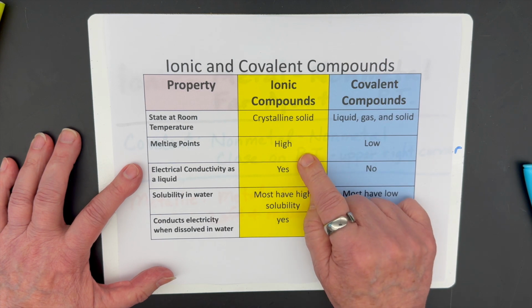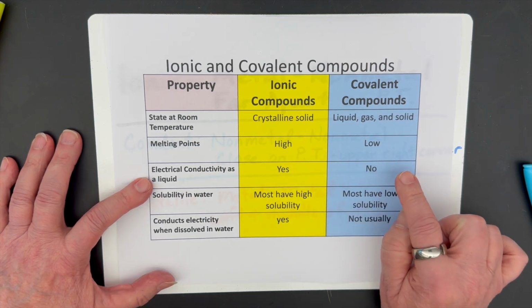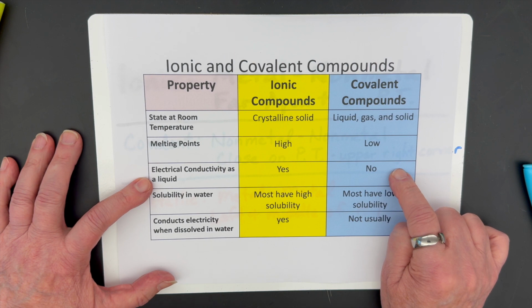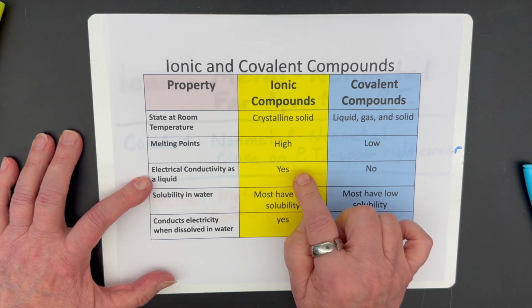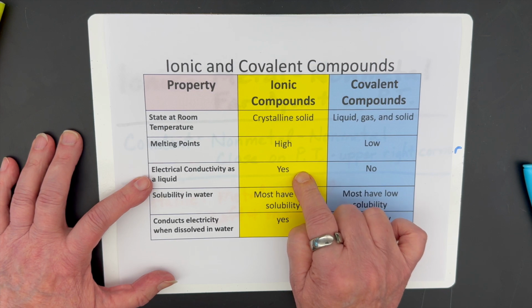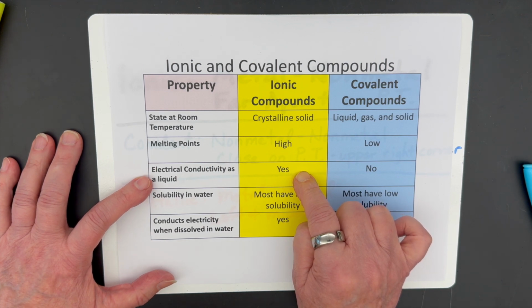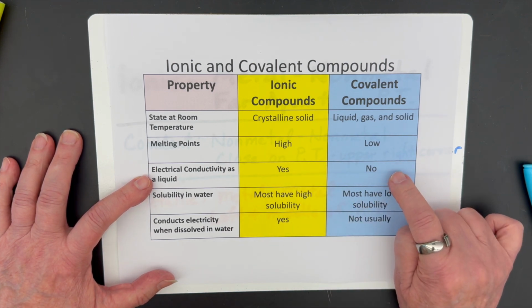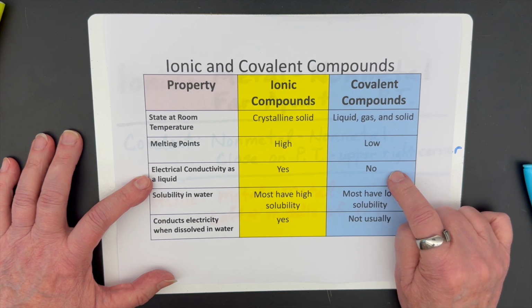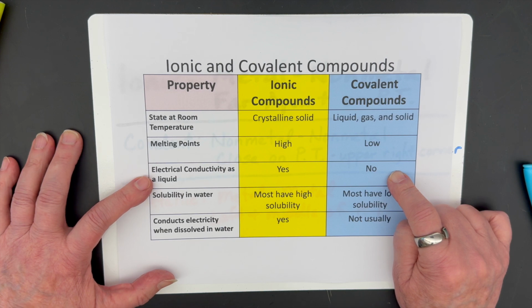Melting points, we said ionic was high, covalent's low. They do not conduct electricity, even as a liquid, whereas, remember, our ionic compounds, if you can melt them, then their particles are free to move, and their particles are ions, charged particles. But a liquid form of a covalent compound, when you melt water, for example, if it's ice and you melt it into water, it's still H2O. We haven't broken any bonds. We've just separated the molecules from each other a little bit and freed them up to move. It will not conduct electricity.